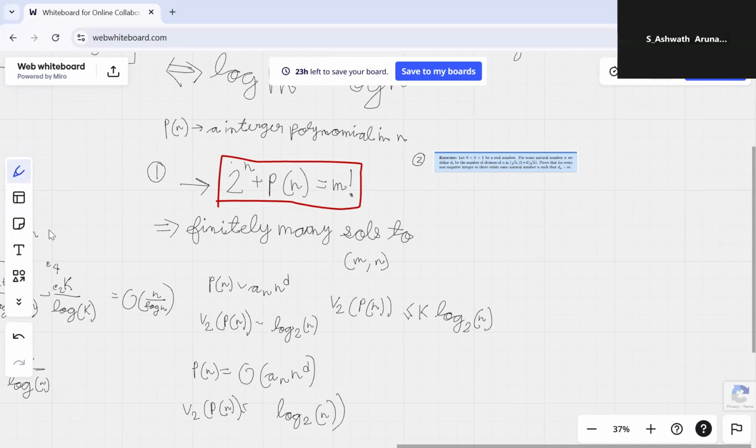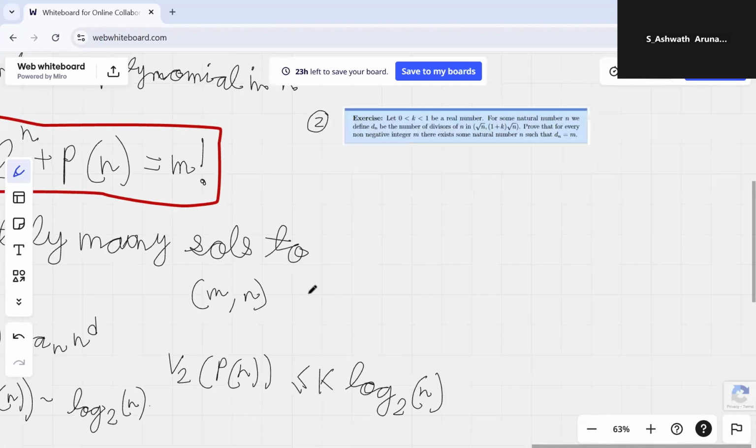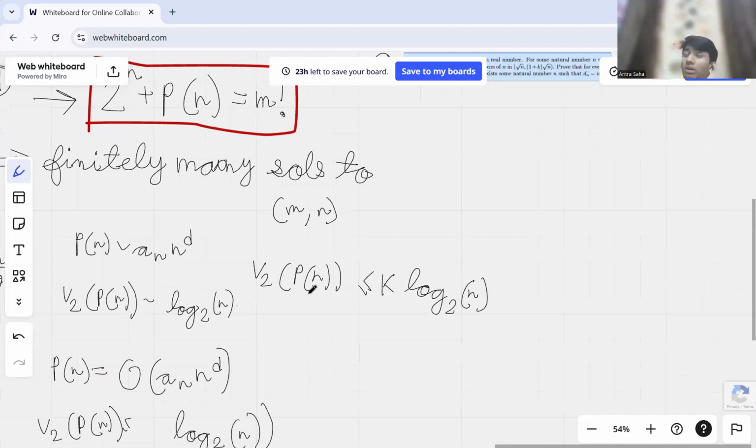I think V2 of m factorial is around m. It's less than or equal to m. No, not less than or equal to, we want to use the other kind of inequalities. So if we do V2 of this thing, V2 of Pn is V2 of m factorial. You guys can see it, right? This is the equality for large enough n.